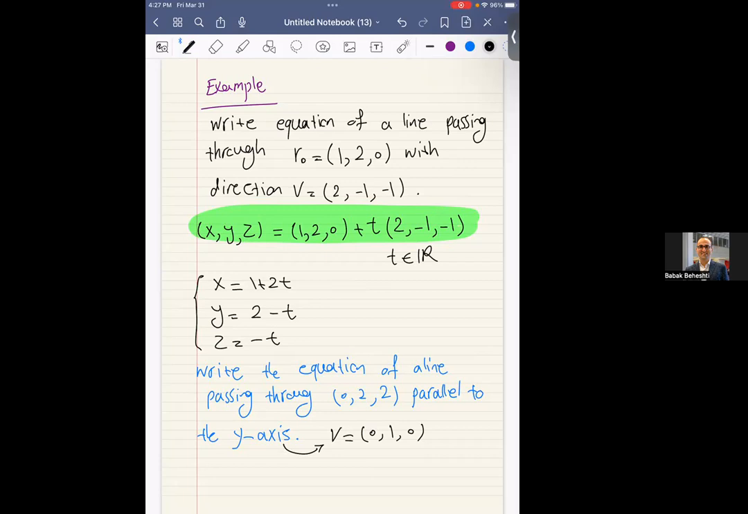So the direction of the x-axis is 1, 0, 0. The direction of the y-axis is 0, 1, 0. And the direction of the z-axis is just 0, 0, 1. So that means the equation of this line is (x, y, z) equal to (0, 2, 2) plus t times (0, 1, 0). Is that clear?